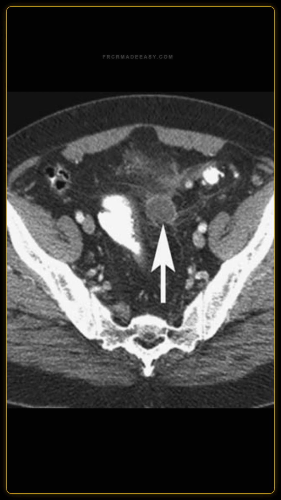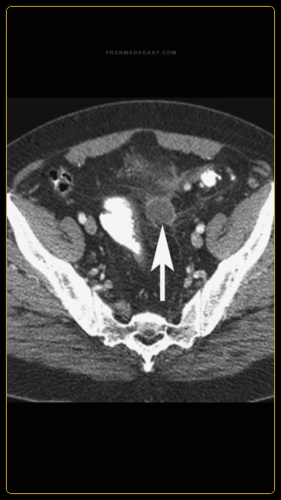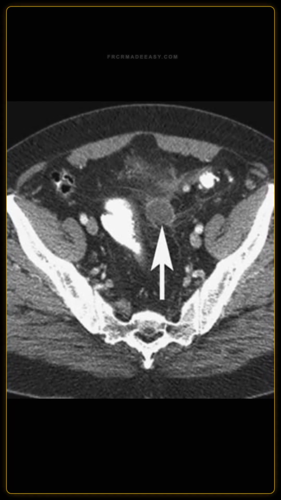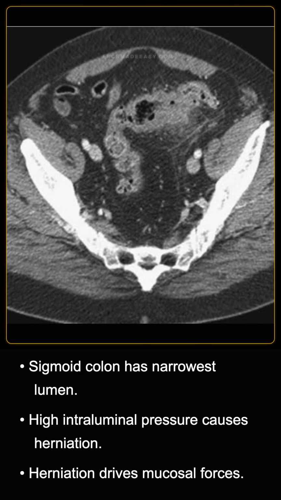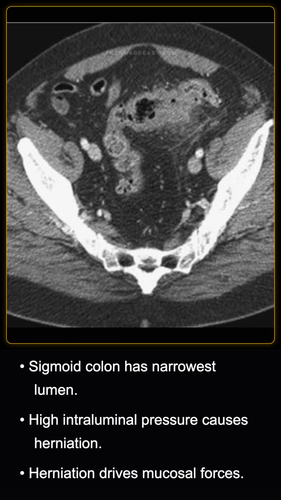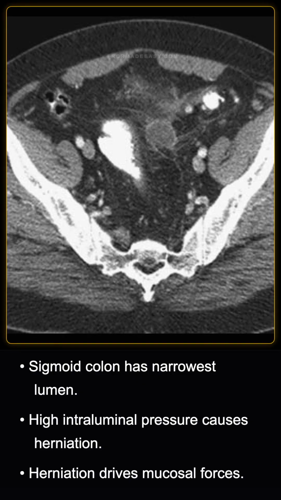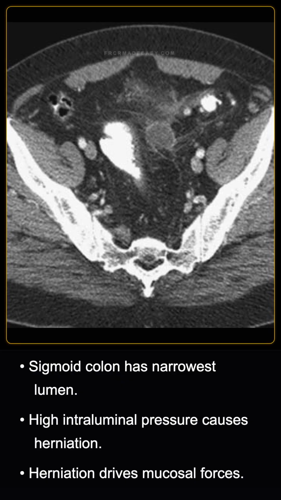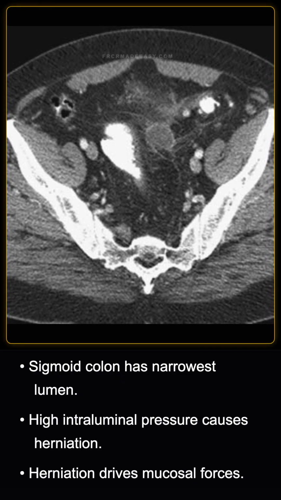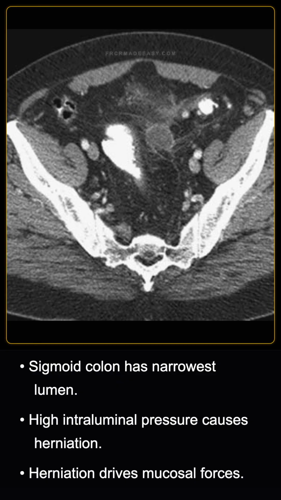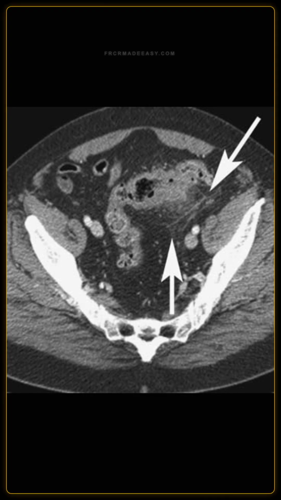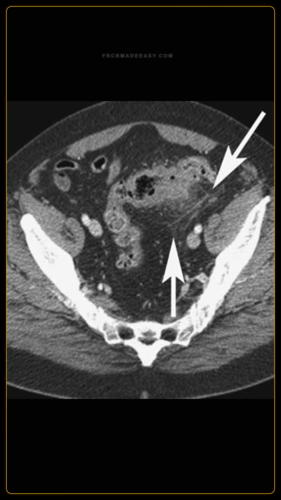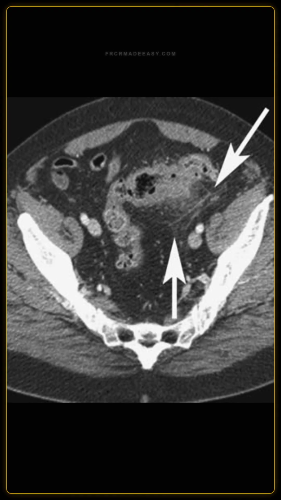Why is the sigmoid colon the most frequent site for diverticulosis and subsequent diverticulitis? Based on that, the sigmoid colon has the narrowest lumen of the entire large bowel. According to Laplace's law, this results in the highest resting and active intraluminal pressures, which forcefully drive the herniation of the mucosa. Are these true diverticula, and anatomically, where exactly do they form along the colonic wall?